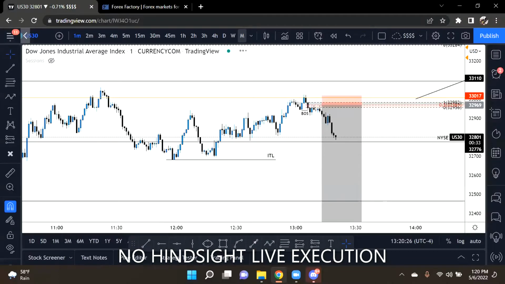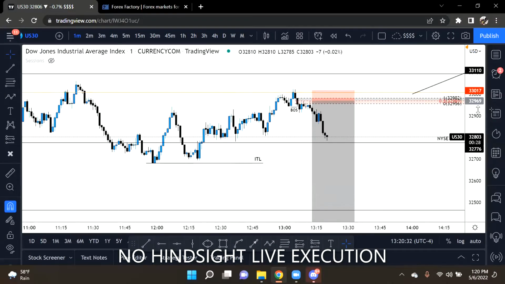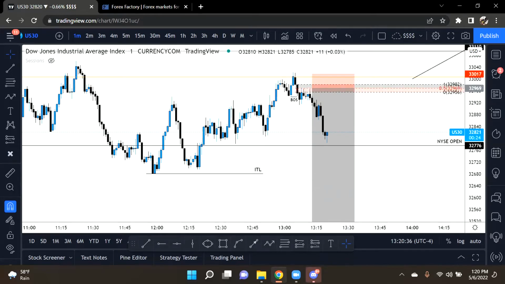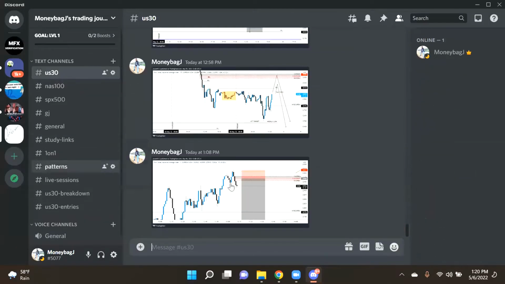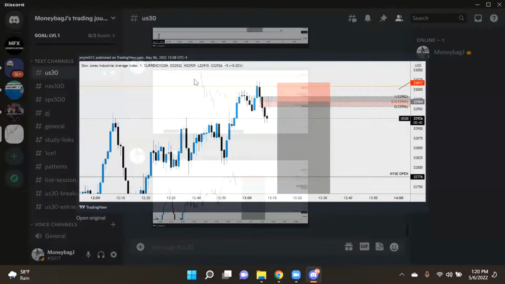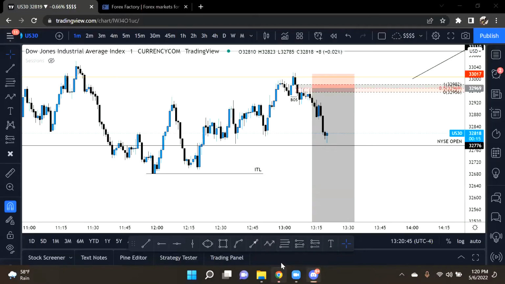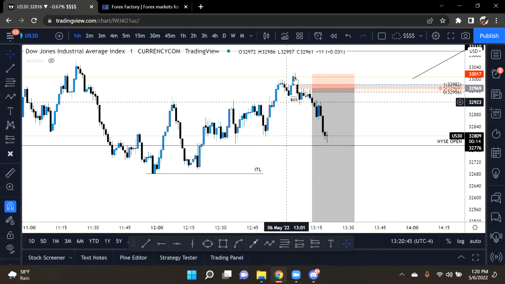Record. But I saw this break and I saw the fair value gap, so that's all I needed for me to get in. I'll show you the before. Right, this is at 1:08. This is the before it happened, and this is currently in right now.